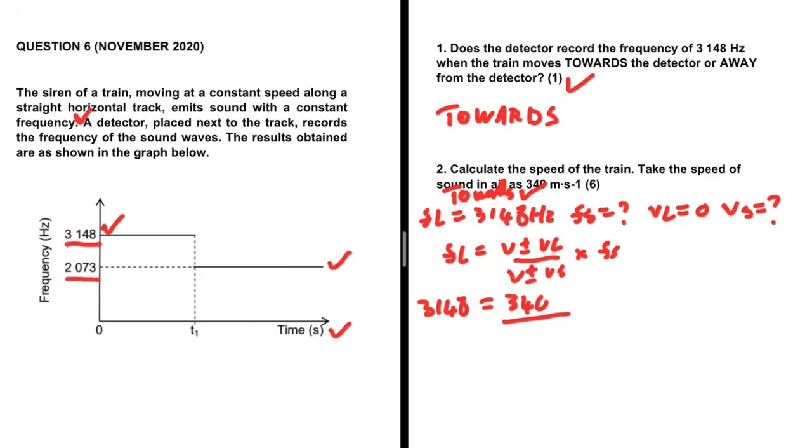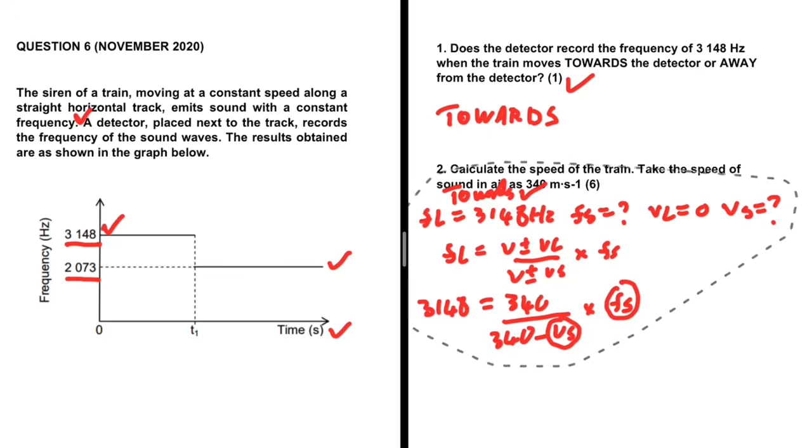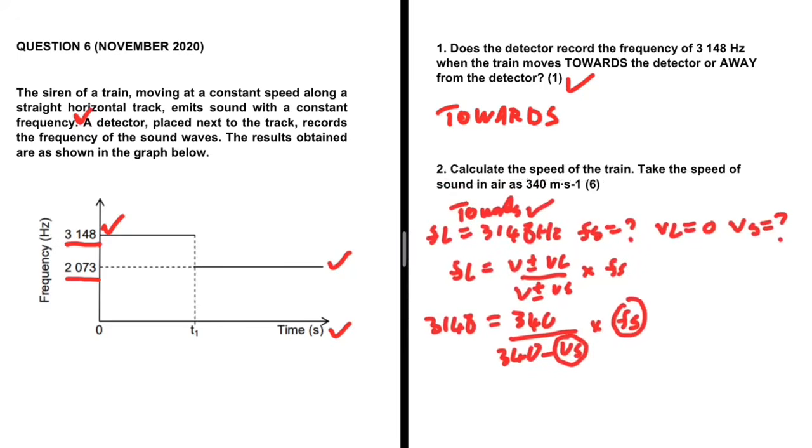So what is the speed of the sound source? That's what you're interested in. 340. We know that it is moving towards when the frequency is 3148. So we're going to have minus VS multiplied by the frequency of the source, which we don't have. So this is what we have. As you can see, we have two variables, VS and FS. In a situation like this, you should always remember that you just need one other equation because you have two unknown variables. After you get another equation, it's a matter of solving simultaneously. So this becomes our equation 1.